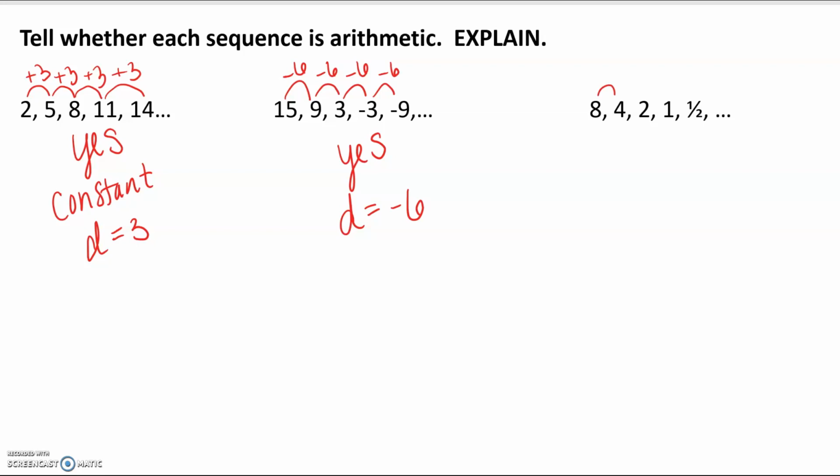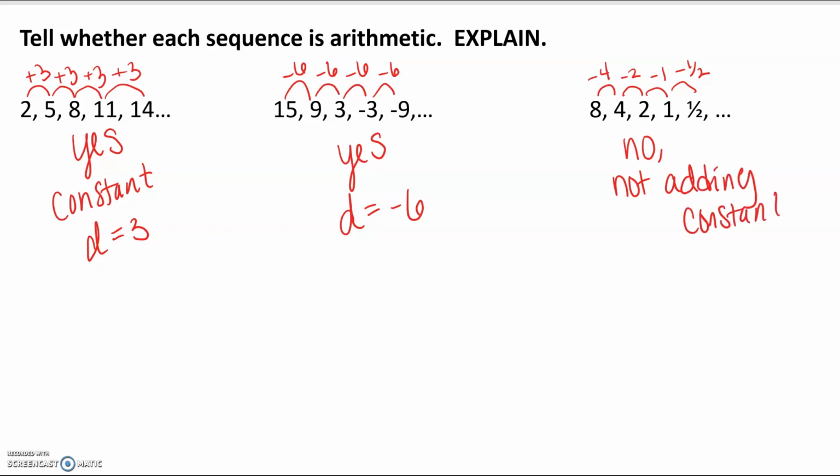Okay, the last one of these, remember we're looking at adding or subtracting, so they're getting smaller. So I'm going to say 8 to 4 is -4. 4 to 2 is -2. And I have -1 and then -1/2. So even though most of you can recognize this as division by 2, so dividing by 2 each time, I'm looking for adding or subtraction for it to be arithmetic. So this is no, because you are not adding a constant. It's not adding or subtracting, so you're not adding a constant each time.